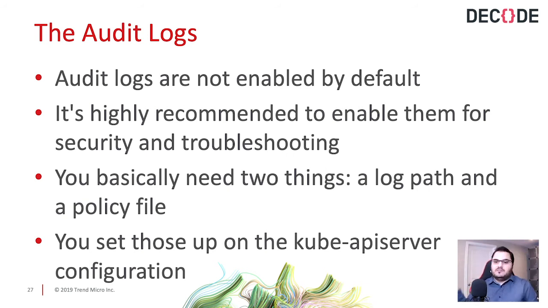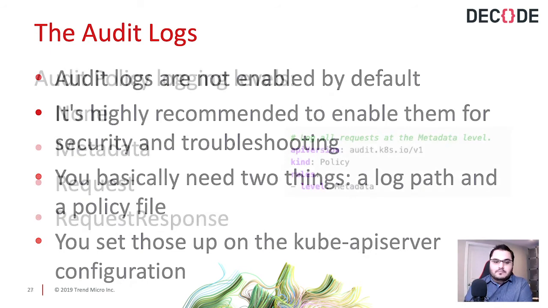So the log path is basically where your log file is going to be stored. You can store it locally on your master node, although that's not recommended. And your policy file is going to tell you what is going to be logged, right? So what kind of data or what log level that you want on that cluster, right?